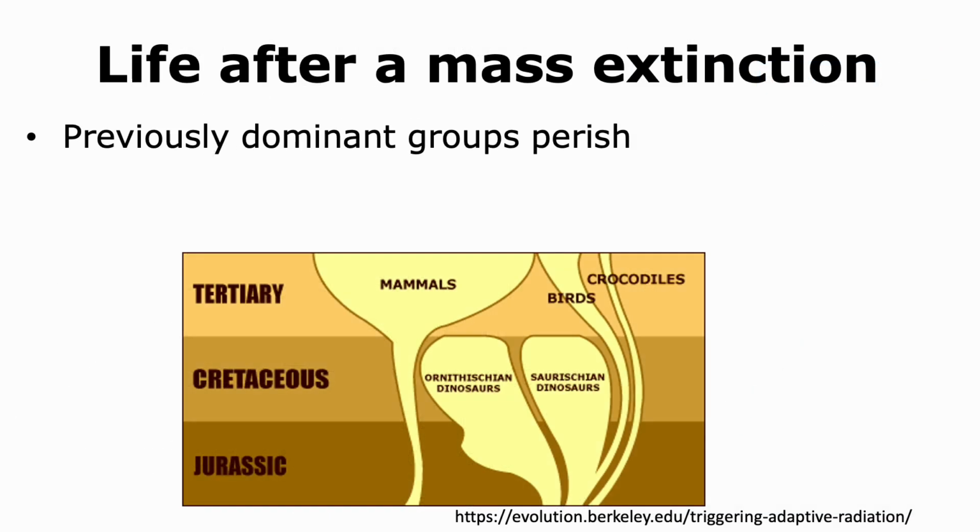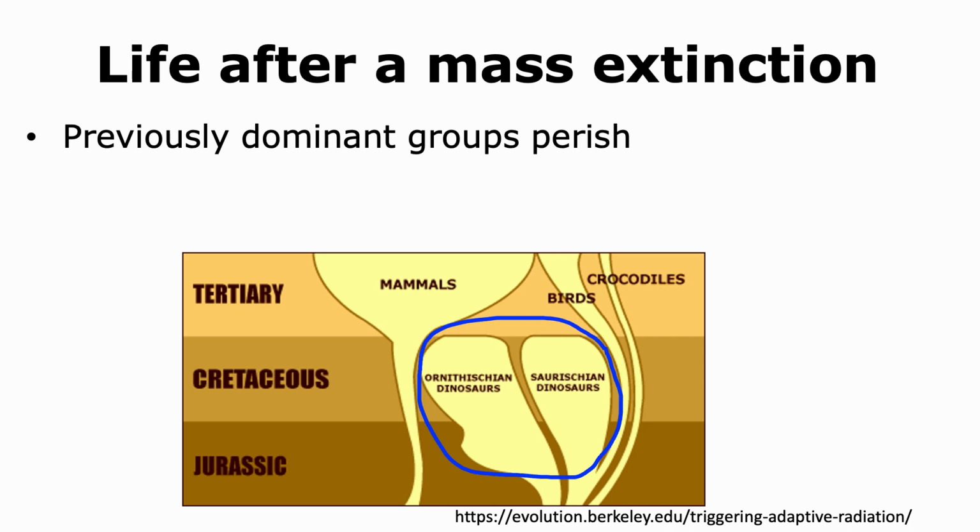Mass extinctions can have a huge effect in changing the diversity of living organisms on Earth. During mass extinctions, the organisms that were dominant at that time usually become extinct. For example, during the Jurassic and Cretaceous period, dinosaurs were the dominant organisms on Earth. However, during the Cretaceous Tertiary extinction event, the dinosaurs became extinct.